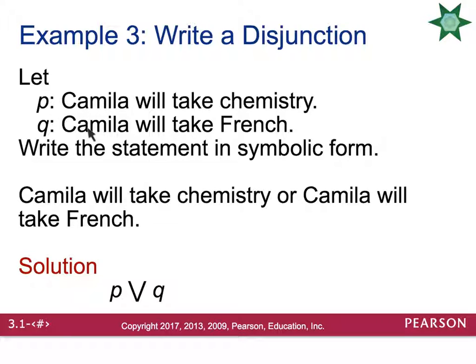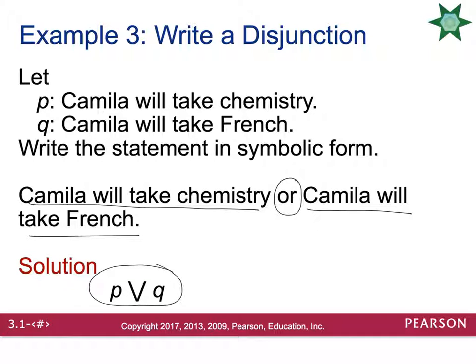Okay, so let's look at an example of that. Let these statements be defined. P as Camilla will take chemistry. Q will be Camilla will take French. Now notice both of those are affirmative statements. There's no not in them. And we want to write the statement in symbolic form. Camilla will take chemistry or Camilla will take French. Camilla will take chemistry is going to be P. Notice we have an or in the middle. And then the second statement will be Q, Camilla will take French. So that will just be P V Q, or P or Q.